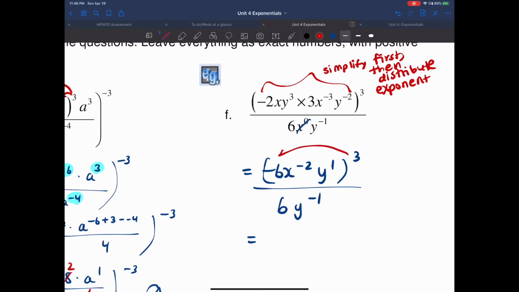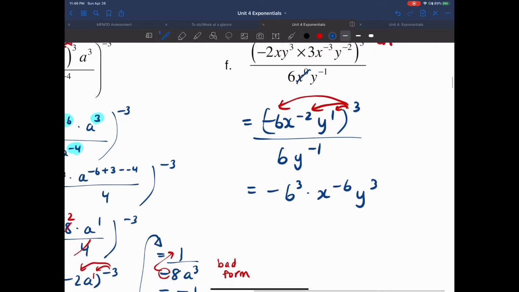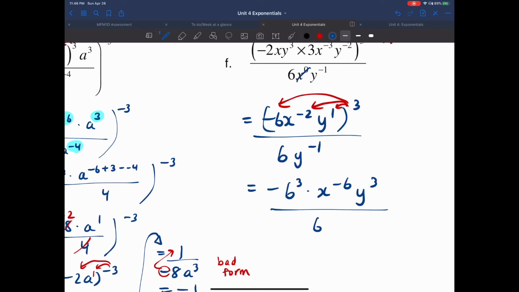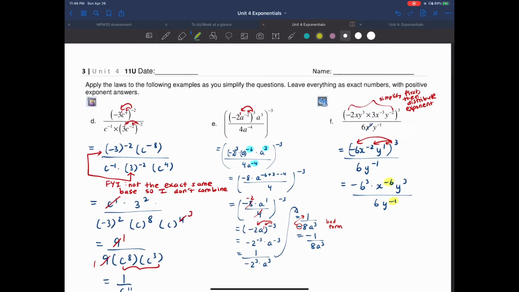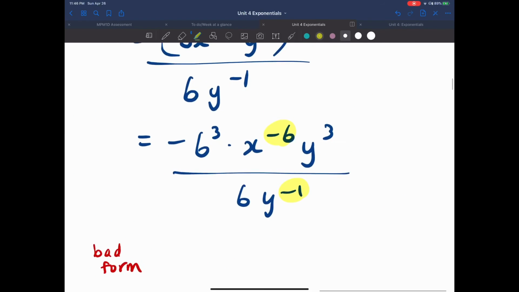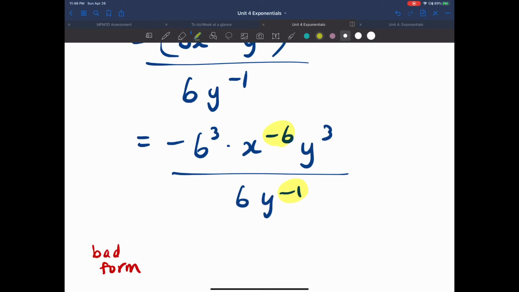So that -6 has an exponent of 1. So it's really 1 times 3 that I'm doing. So I have (-6)^3, x to the exponent -6, y to the exponent 3, and copy and paste what's in the denominator. So a few things that I'm noticing, I could do one or the other. One, I could try to combine the ones with the same bases, or I could try to move the ones that have the negative exponents. So you can do either strategy.